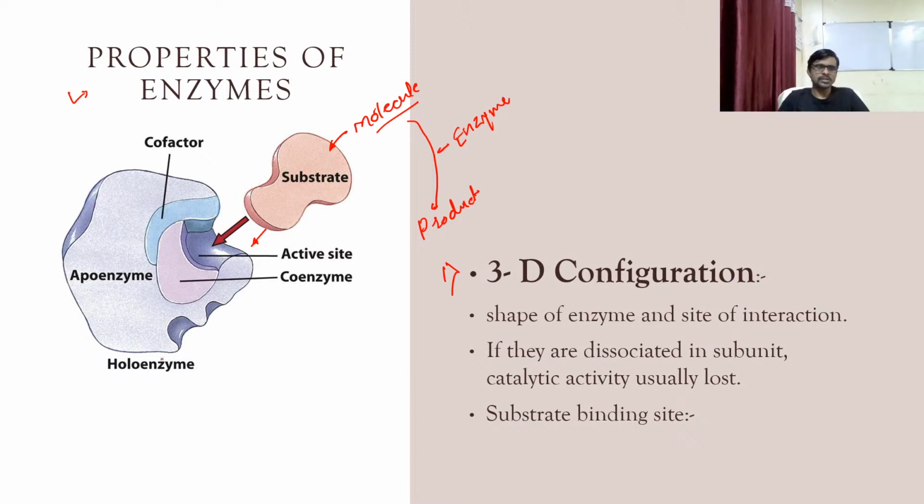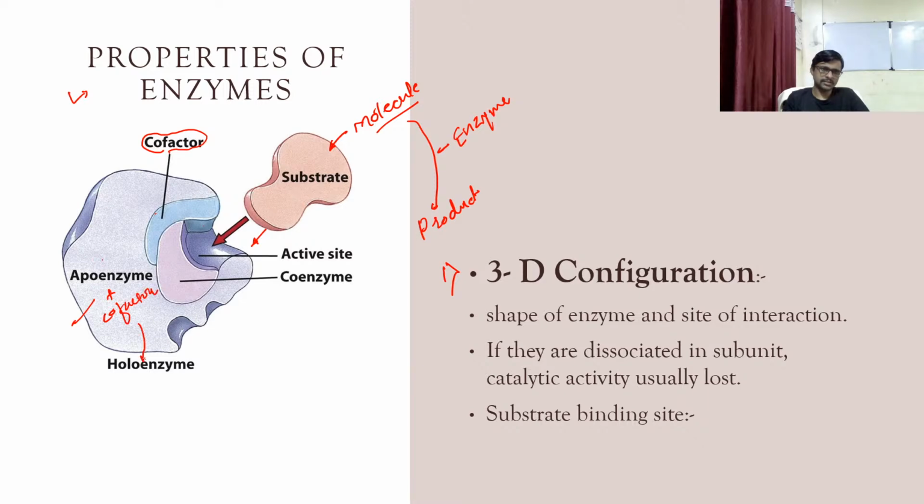So this is a holoenzyme. Why? Because your cofactor is here. So this is the cofactor. If you see, this apoenzyme is the portion without cofactor, and apoenzyme plus cofactor makes the holoenzyme.